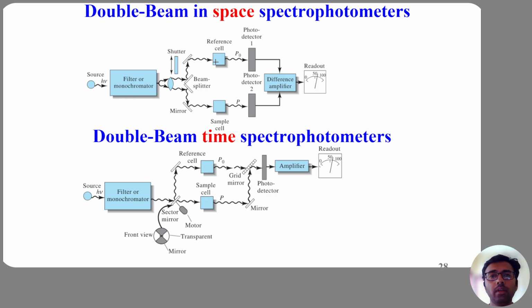Today, we will study two major architectures: double beam in space and double beam in time. Both designs begin similarly. A continuous light source passes through a monochromator and then sophisticated optics manipulate the beam. Let us begin with the spatial configuration.